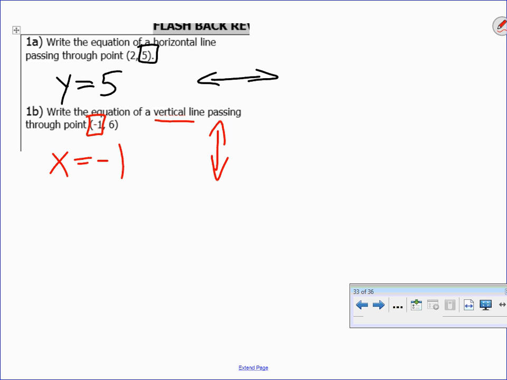A lot of times we get so caught up in slope and y-intercept that we forget the very simple ones of vertical and horizontal lines.